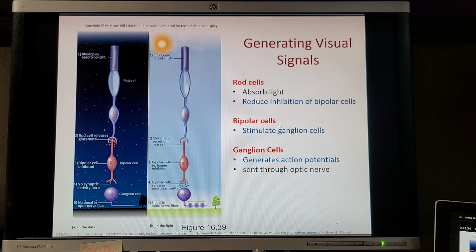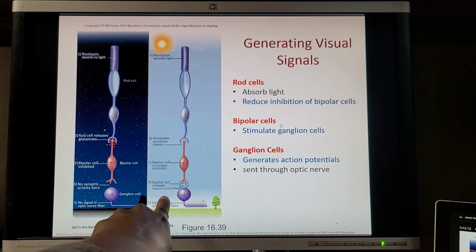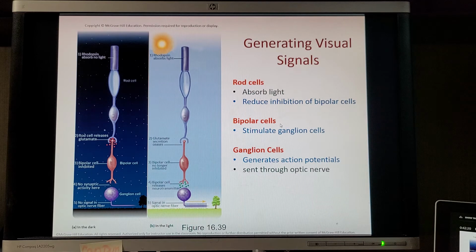However, when the photoreceptor detects light, then your rod cell no longer inhibits your bipolar cell from sending an action potential. Now that our bipolar cells are able to send action potentials, they're able to stimulate the ganglion cells. Those ganglion cells make action potentials that tell the brain, hey, we're looking at stuff.